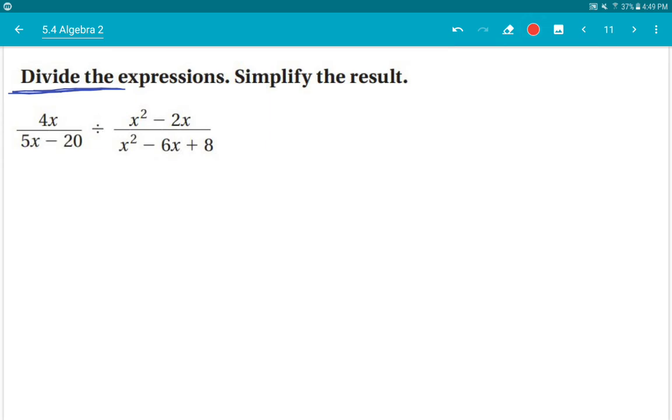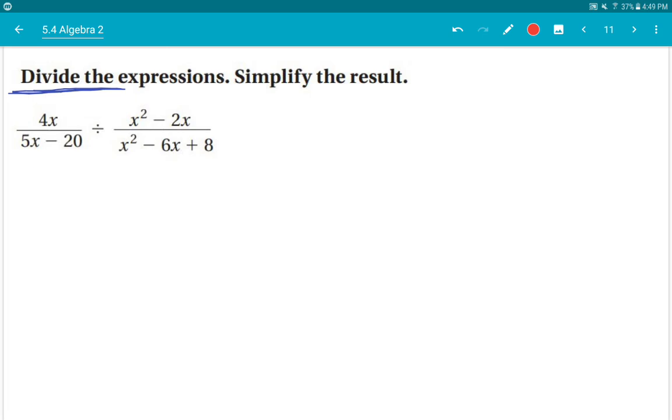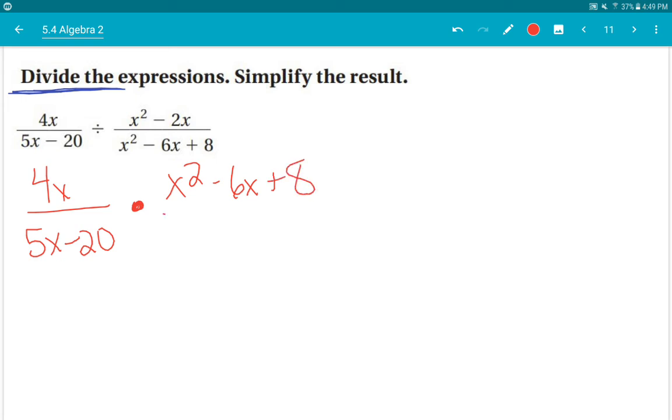Again, keep in mind, since it's division, we're going to flip the fraction first. So we have 4x over 5x minus 20. Change the operation to multiplication. We're going to have x squared minus 6x plus 8, over x squared minus 2x. Now it's just a matter of factoring everything as best as we can.